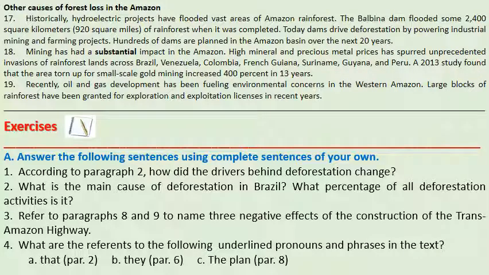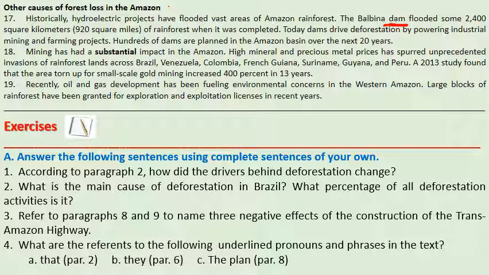Other causes of forest loss in the Amazon. Historically, hydroelectric projects have flooded vast areas of Amazon rainforest, obviously because there's the Amazon River. The Balbina Dam flooded some 2,400 square kilometers of rainforest when it was completed. When you want to produce electricity using water or hydropower, you need to build a dam. And you exploit this water pressure in order to produce energy in the form of electricity.